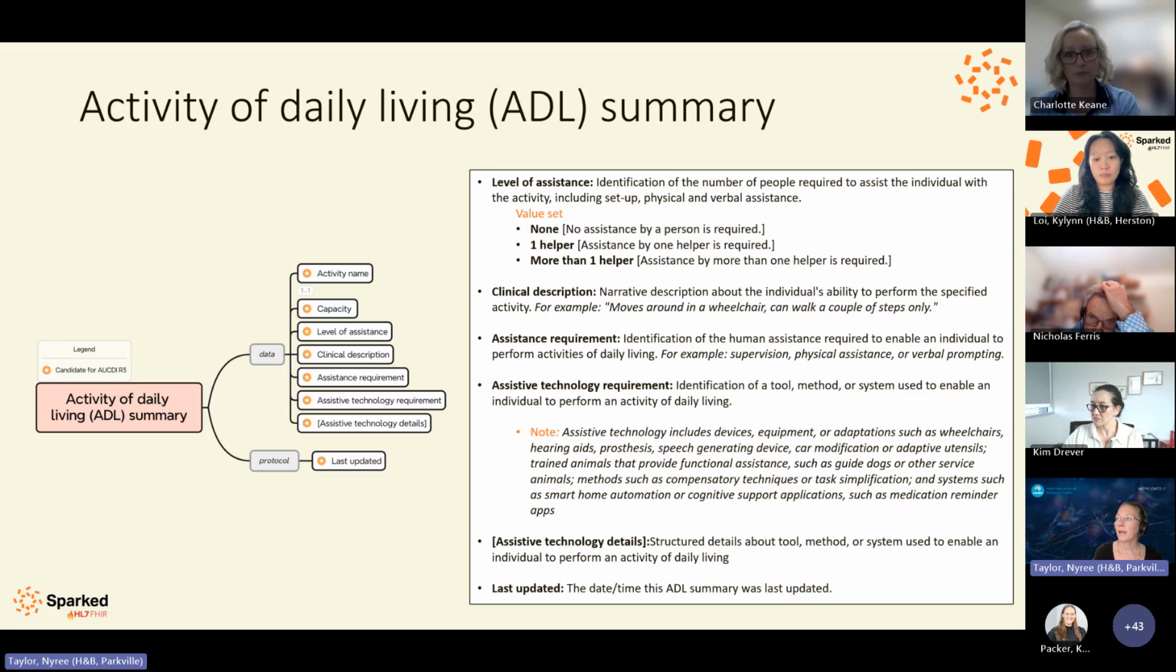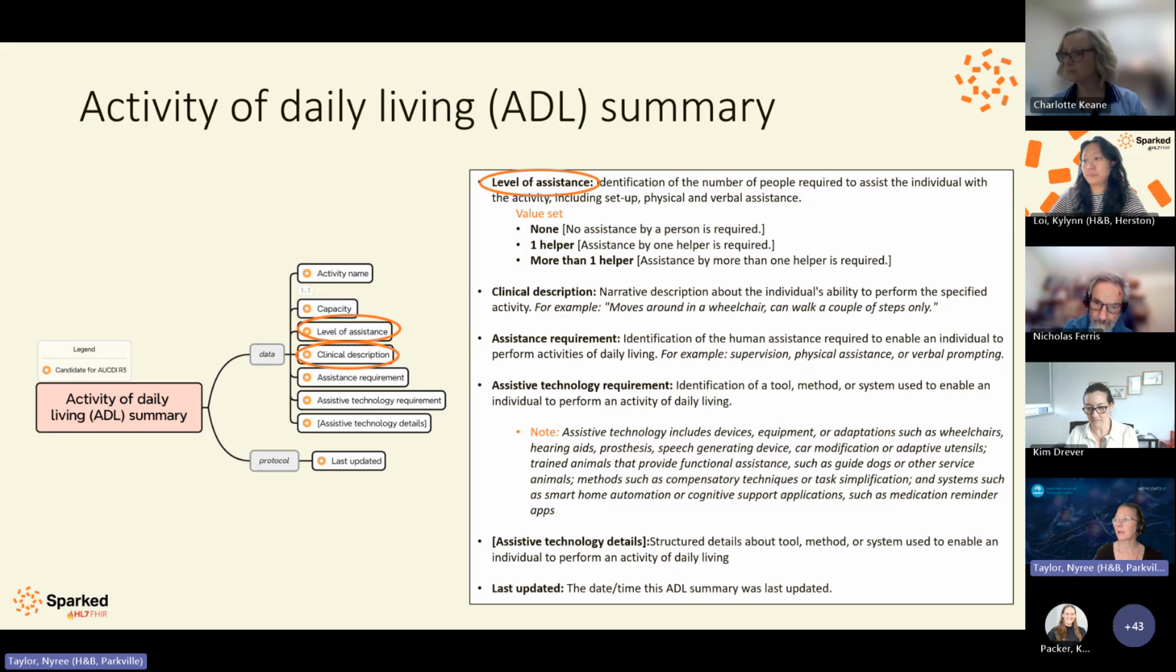And then we have a level of assistance. The level of assistance identifies the number of people required to assist the individual with the activity, including setup, physical and verbal assistance. We're proposing a value set there of none, one helper or more than one helper. So whether the individual needs no assistance to perform the activity, or right through to they might need two or more helpers to perform it.